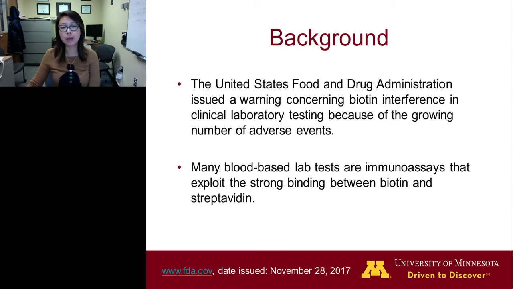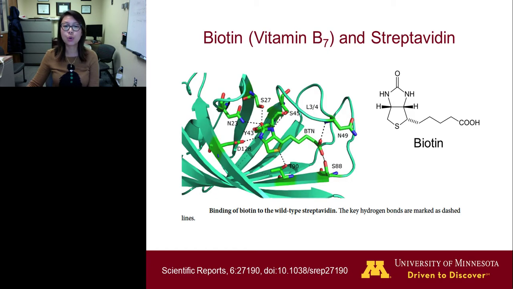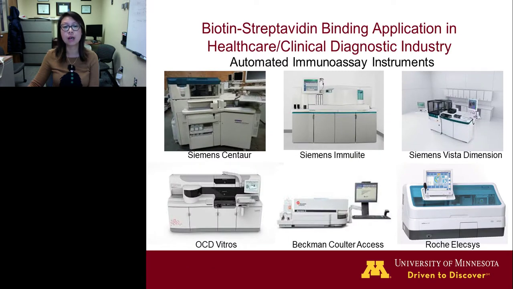So the background story of this talk, and some of you may already know, is that in November 2017, FDA issued a warning concerning biotin interference with lab tests. This is because many of the lab tests are immunoassays that exploit the binding between biotin and streptavidin. So what is biotin? Well, biotin is also known as vitamin B7. People also know biotin for its strong binding to streptavidin, and this strong binding is utilized in many automated immunoassay platforms to improve assay performance.